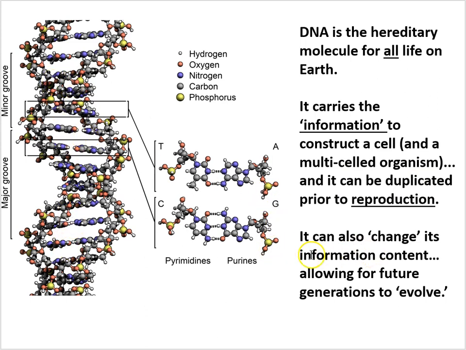It can also change its information content, allowing for future generations to evolve. So DNA really is the key to life on Earth. It has the information to build a cell. In addition, it can be duplicated and it can change. And so this is the basis of how living things can pass on the instructions to build that kind of living thing.